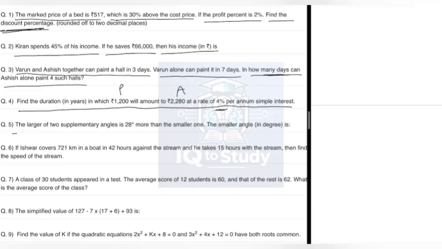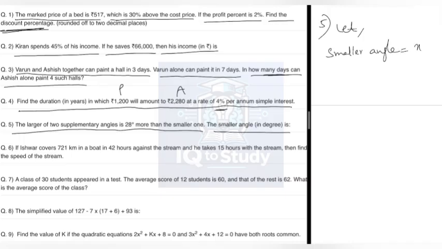The larger of two supplementary angles is 28 degrees more than the smaller one. The smaller angle is? Let the smaller angle be x, then obviously the larger angle becomes 28 degrees plus x.